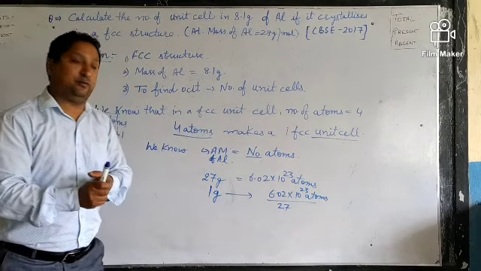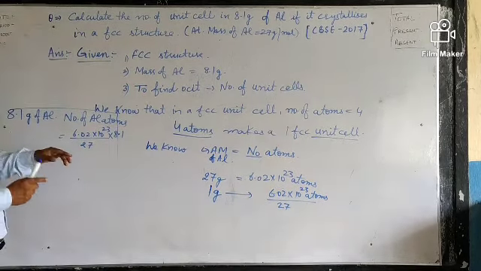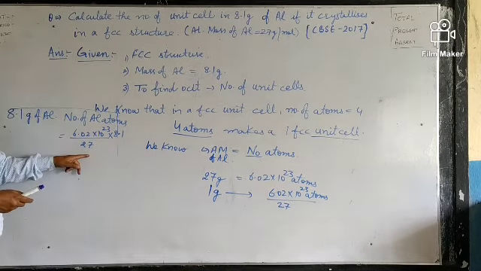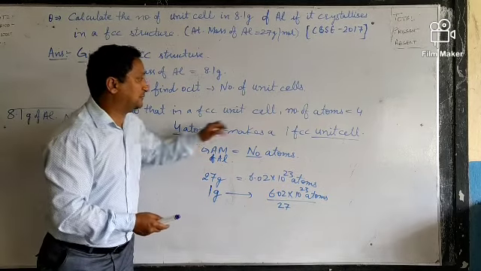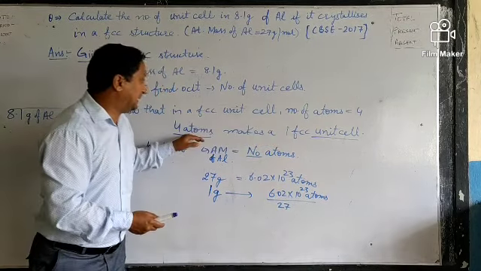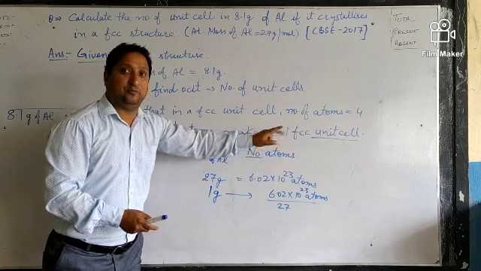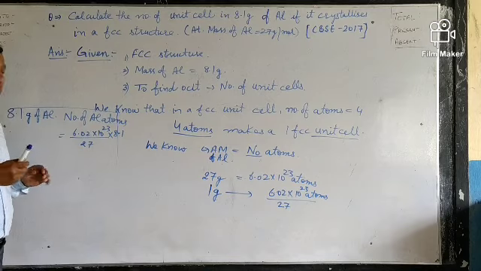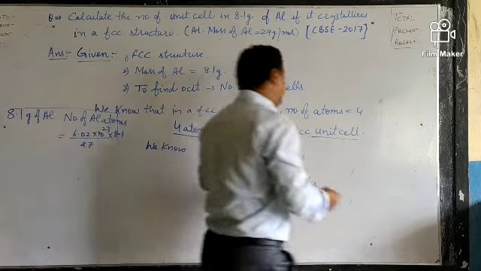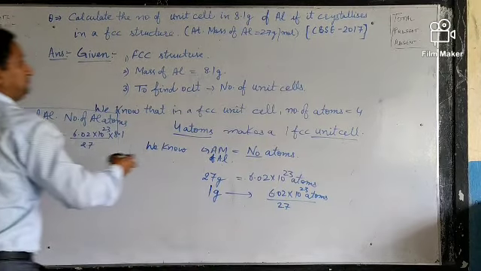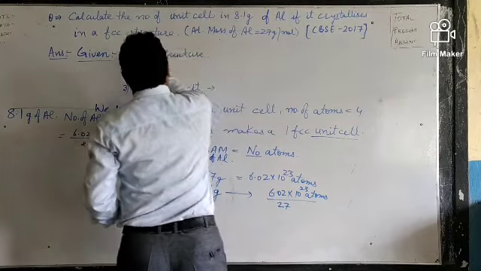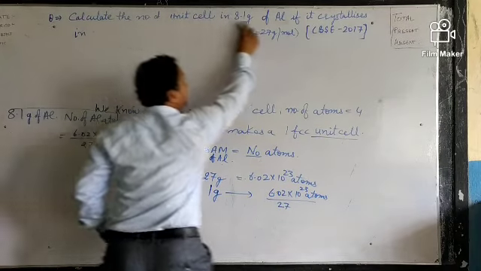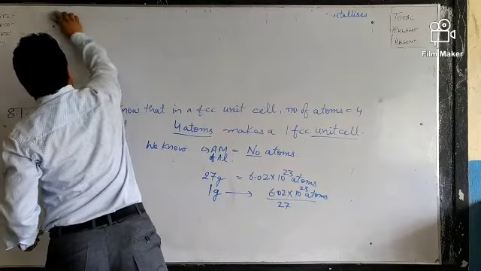So what we have found out? We have found out how many atoms are present in 8.1 gram. So once we find out the number of atoms present, then we can say that if 4 atoms make 1 unit cell, then 1 atom will make how many unit cells? 1 by 4 unit cell. And how many these atoms will form? We have to multiply with it. So again, simple method. Let me move here. This is given part. We can also move the question part also now.